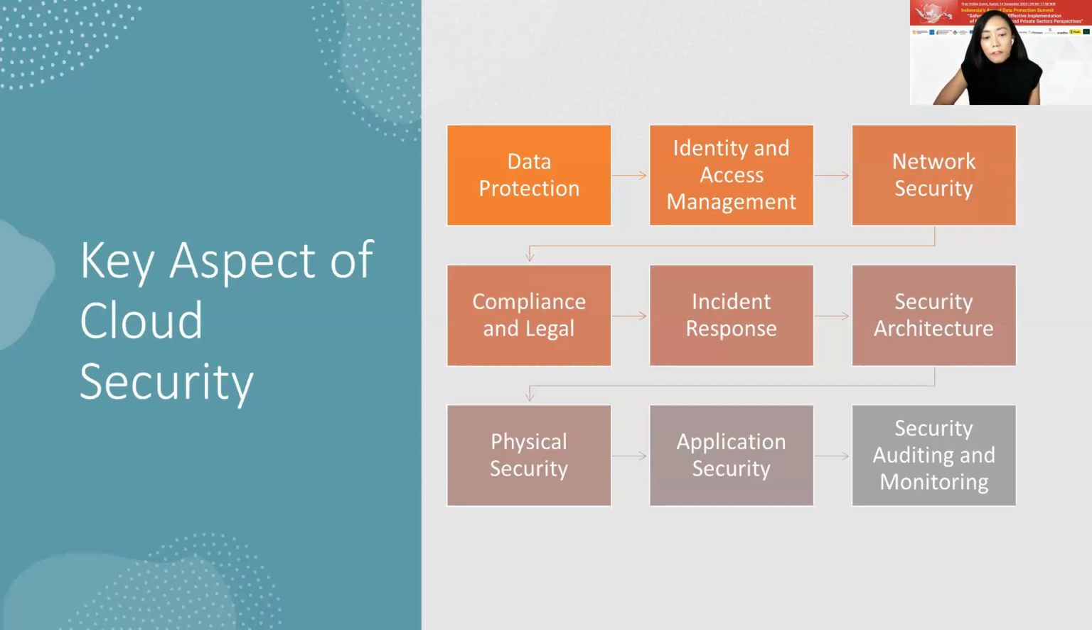Number 5, every organization must have incident response. What is it? It is a way of developing and implementing plans to detect, to respond to, and to recover from security incidents or breaches in the cloud environment. Key aspect number 6 is physical security. We need to ensure the physical security of data centers where cloud infrastructure is hosted, including measures like access control, surveillance, and environmental controls. Key aspect number 8 is application security.